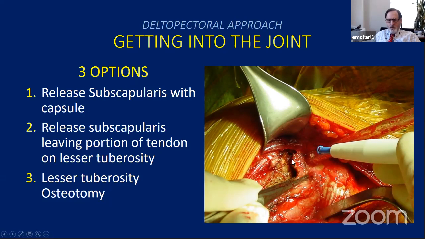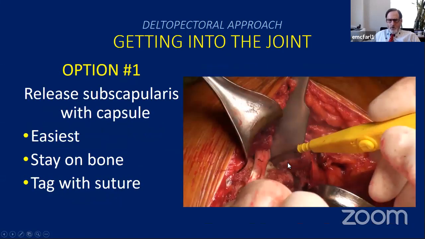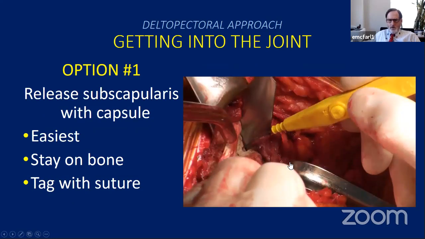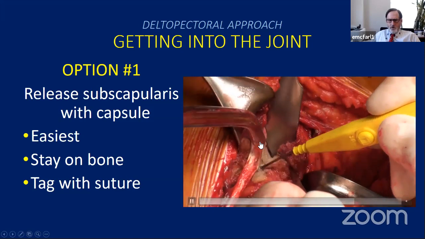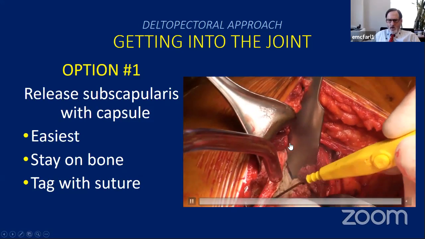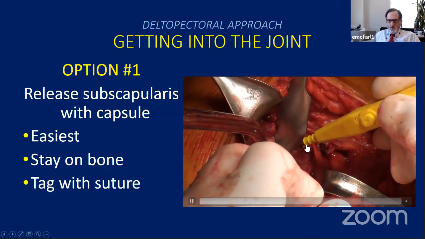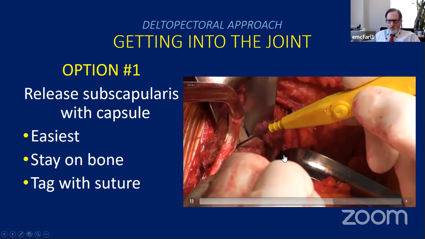The second is you can release the subscap like a Bankart, and I'll show you an example. And then the third is a lesser tuberosity osteotomy. So the good thing about peeling it off like this is you can peel it off enough that you can get in the joint and put a retractor there. This retractor, so here's lateral, here's medial, this is under the deltoid, this is between the conjoint and the subscap.